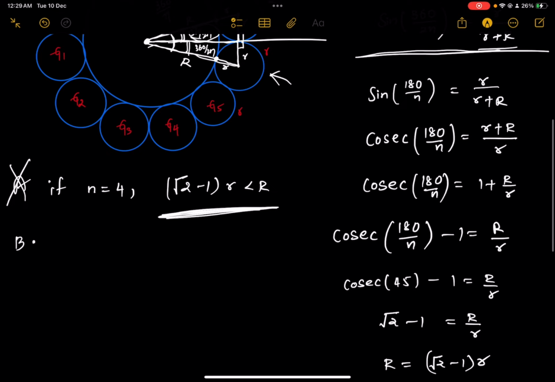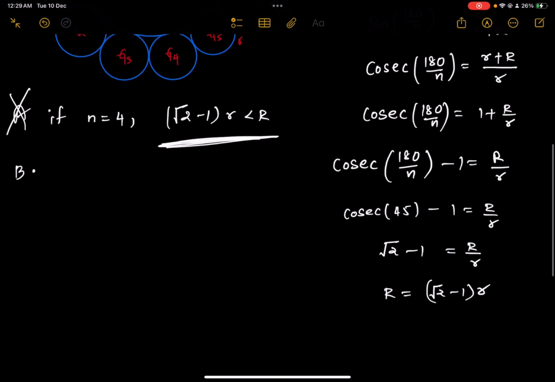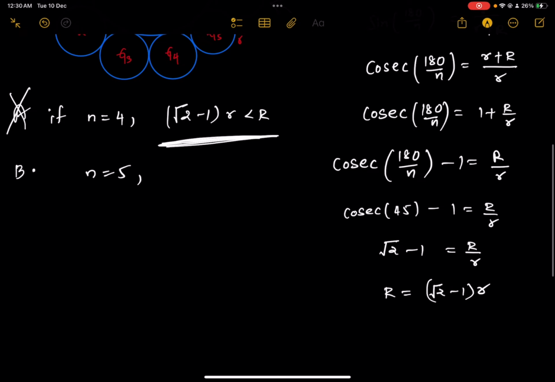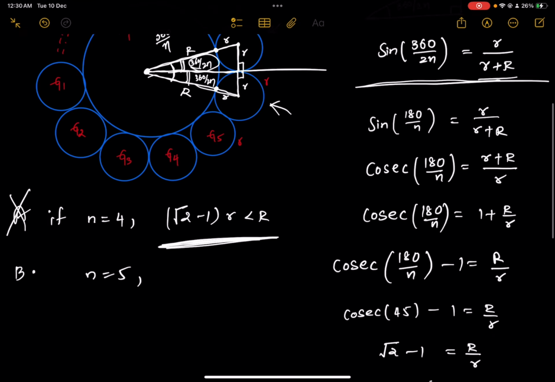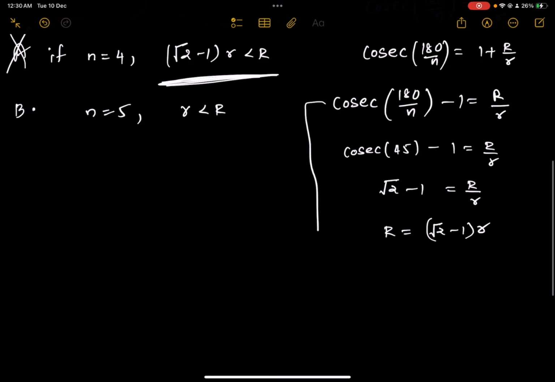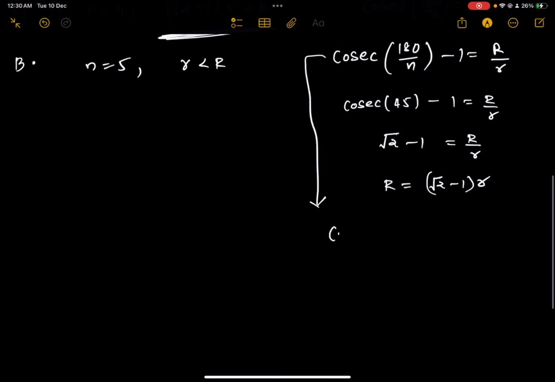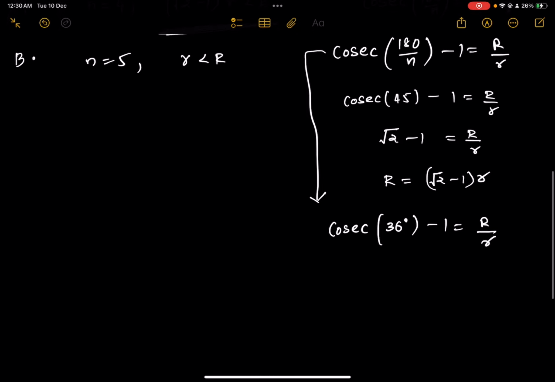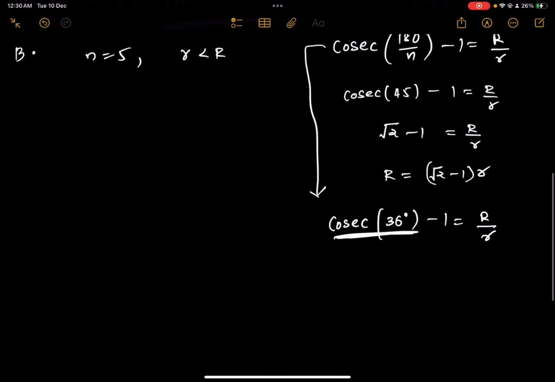So let us go to option B. Option B says if n is equal to 5, small r is less than capital R. Again, let us put n equal to 5 in this. Then that will give us cosecant 180 by 5, that is 36, minus 1 is equal to R upon r. Cosecant 36 is greater than 1, correct? So this factor is greater than 0.